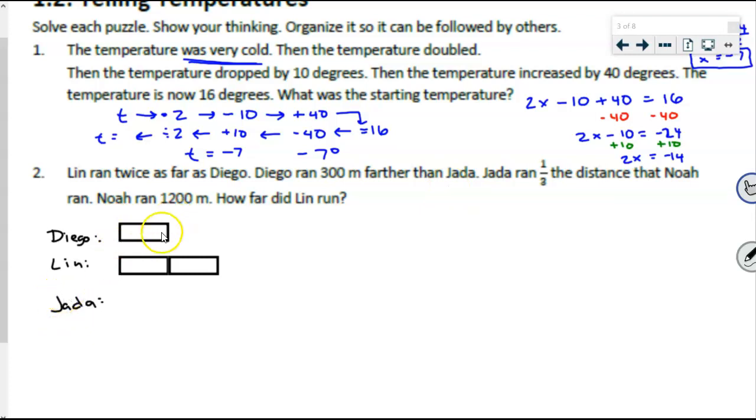I'm going to use that same box as Diego, but notice the issue with using that same box. Diego ran further than Jada, right? So I have to get rid of some of that box to show Jada actually didn't run that amount. Diego ran 300 meters, so the amount extra, that amount there, is 300 that Jada did not actually run.